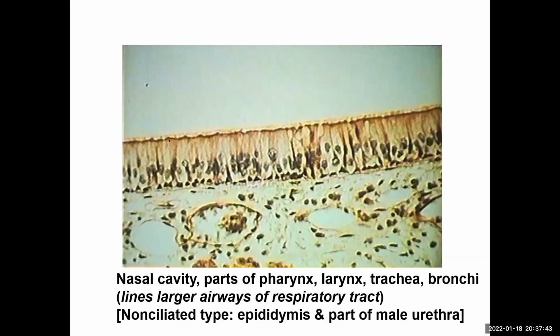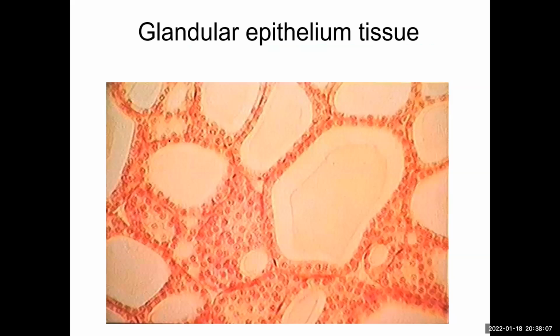So we're going to find this type of epithelium in the larger airways of your respiratory tract. Okay, nasal cavity, parts of your throat, the pharynx, down to your voice box, which is the larynx, the trachea, and the bronchi. All right, non-ciliated is going to be more rare, and that's going to be found in the membranous part of the urethra and the epididymis.